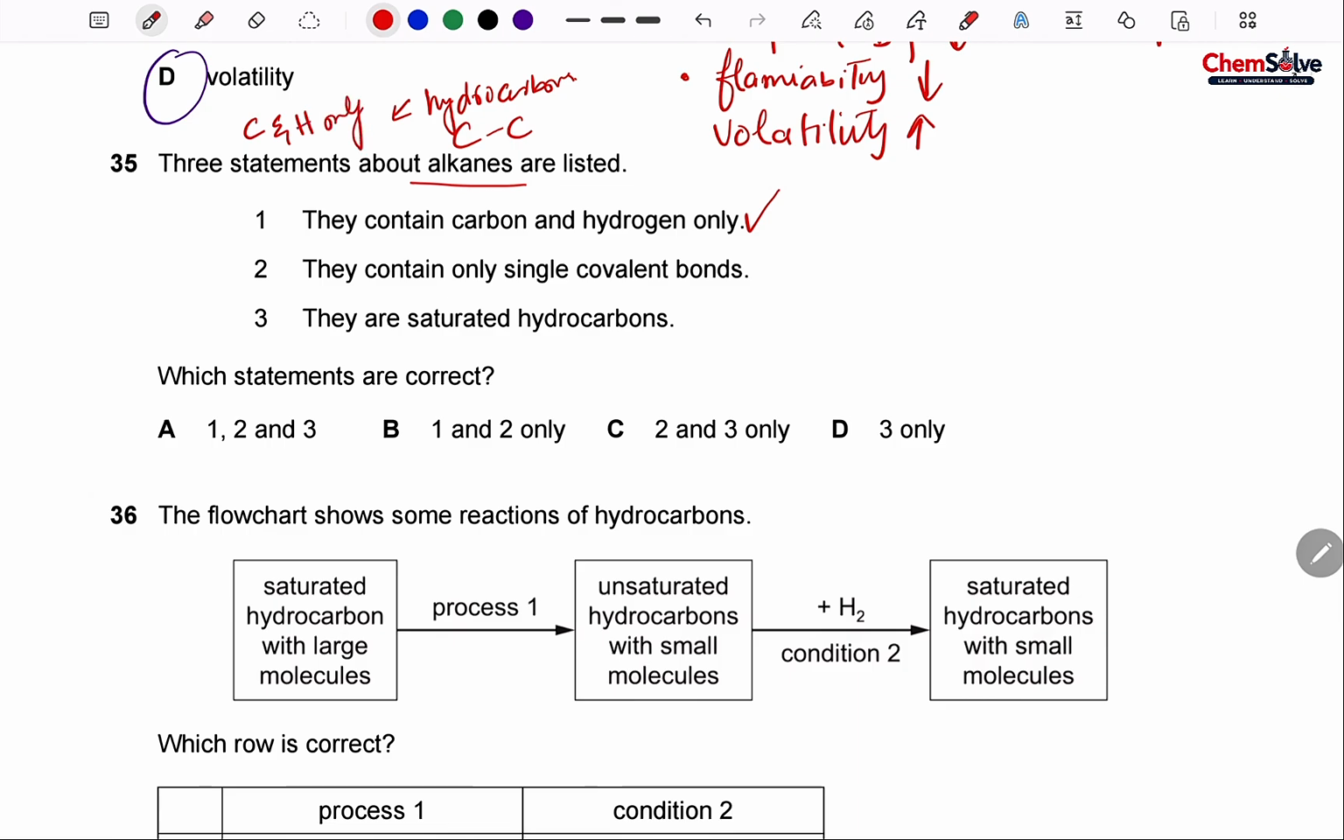They contain only single covalent bonds. Of course, I have already written here. They are saturated. Having carbon-carbon single bonds means saturated hydrocarbons. So this statement is also correct. That's how the correct statement is A.